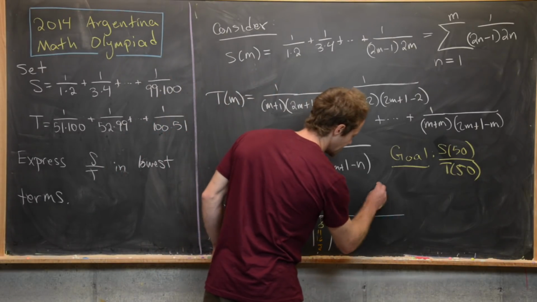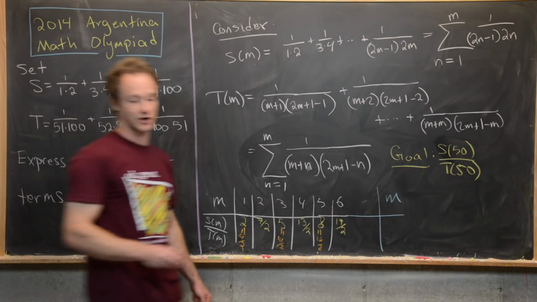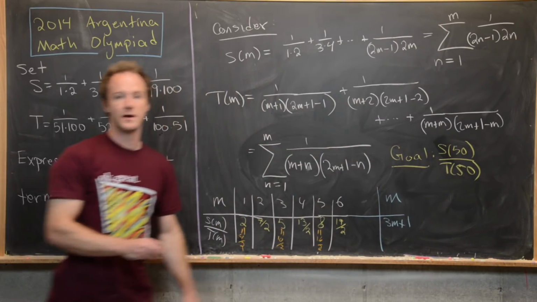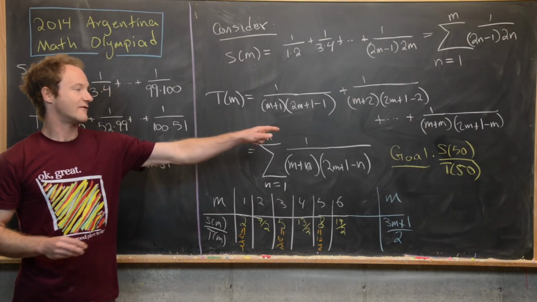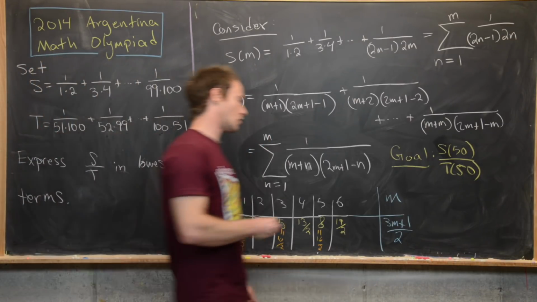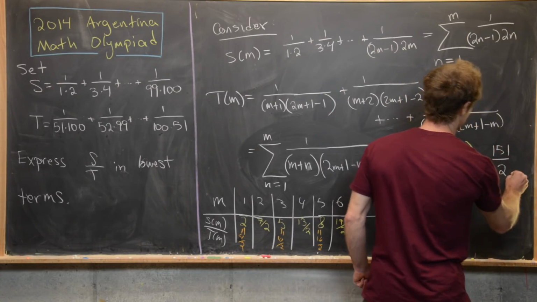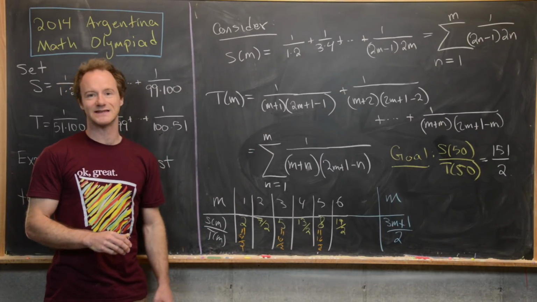So if we go out here, we have a reasonable guess for the arbitrary m term, and that is going to be 3m plus 1 over 2. Great. But now we have a guess up here for our goal, which is exactly equal to 151 over 2. So that's what we'll start the next board off with, a claim that says that exactly.